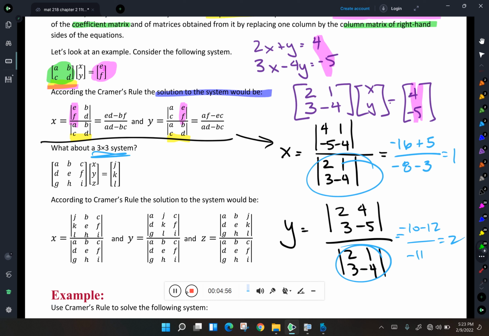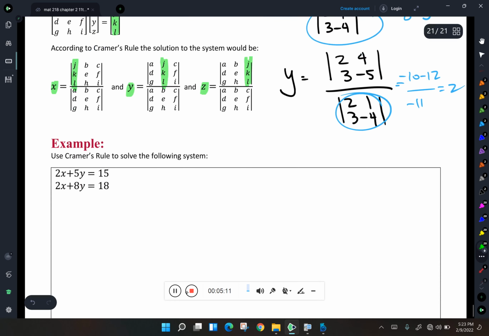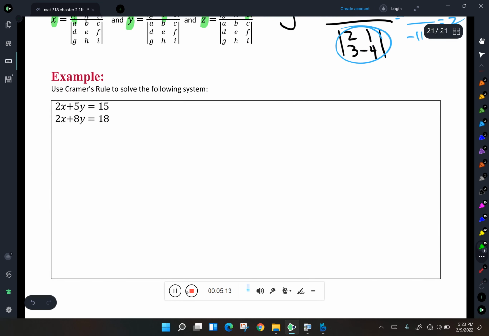Okay? So you replace for x with the constants, replace for y with the constants, replace for z with the constants, find those determinants and make it happen. All right? So let's just do an example down here and then we'll call it good. All right, so here's my system.